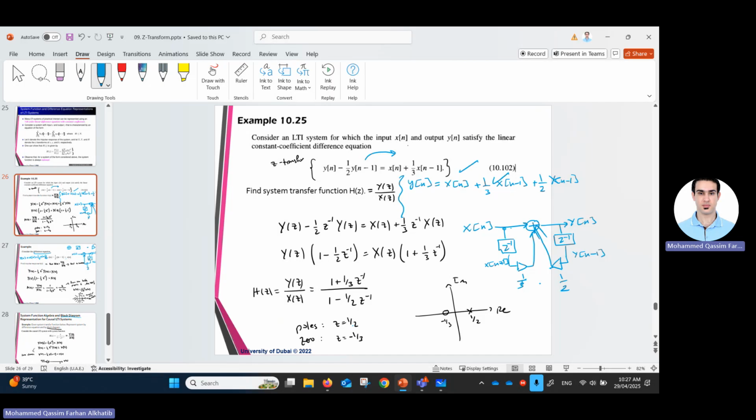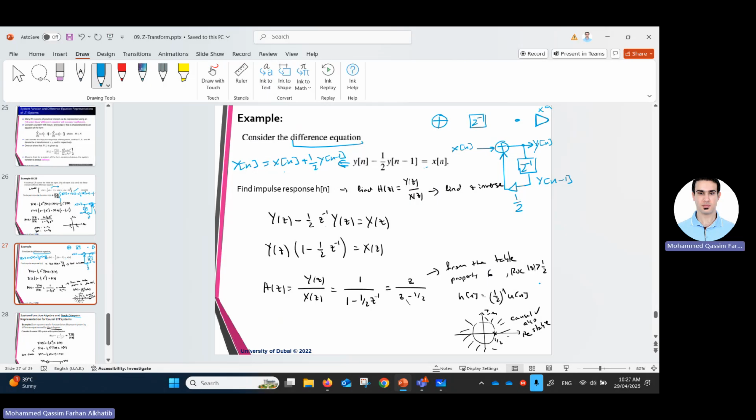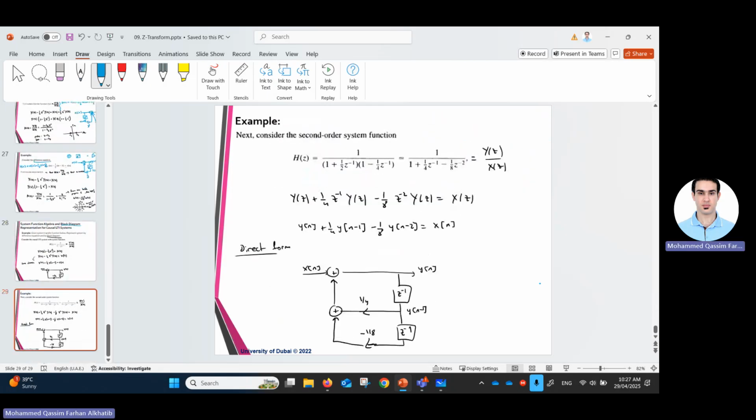Again, in the discrete domain, we don't call it a differential equation. We call it a difference equation. In the continuous domain, we call it a differential equation. Okay. Another example here, and we'll finish the lecture at this point.